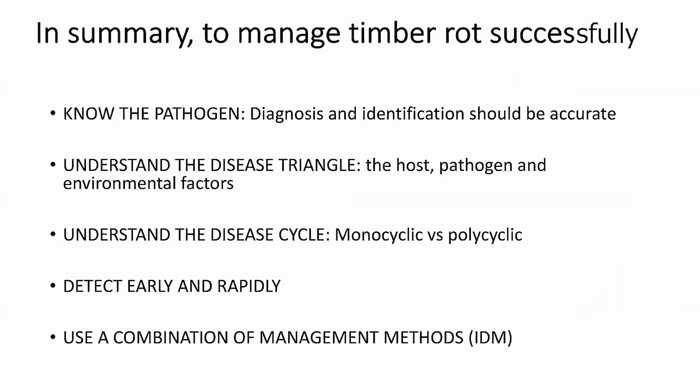And so in summary, to manage timber rot successfully, it's good to know the pathogen, so accurate diagnosis and identification. Understand the disease triangle. These are the host, pathogen, and environmental factors required for the disease to develop. Understand the disease cycle, detect the disease early and rapidly, and use a combination of methods.